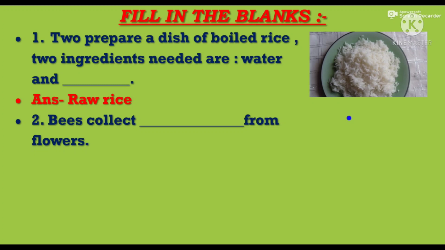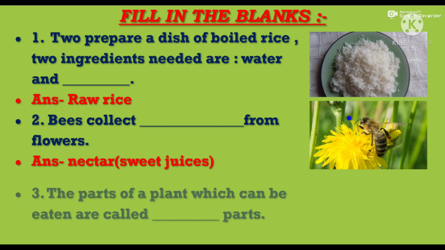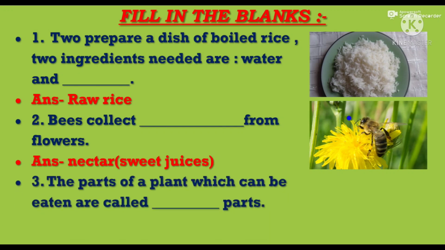Next question, bees collect dash from flowers. Bees collect nectar or sweet juice. Nectar means sweet juice that is present in flower, which is absorbed or collected by the bee and stored in beehives, and they convert the nectar into honey, and we collect honey from honeycombs.